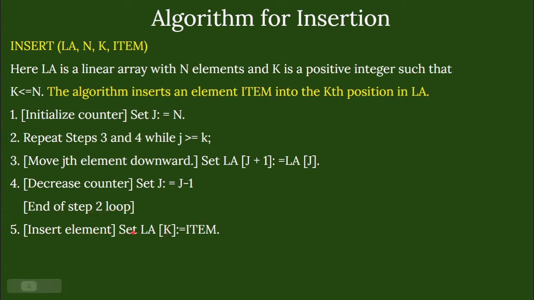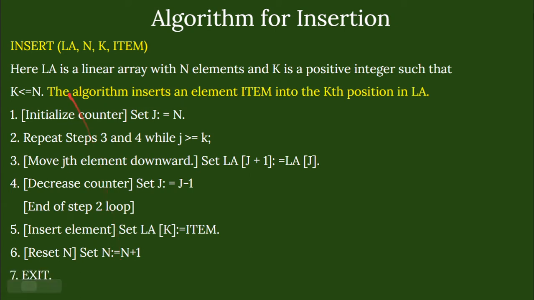Now you can insert the value: set LA of k equal to item. You have made space for this item, and we push the item into the space that was created, which is the kth position. For example, if you want to insert the element in the third position, k is equal to 3. Then set n equal to n plus 1, which means we have inserted one more element and the size increases. If we have 5 elements in the array and add one more, it becomes 6. So n equals n plus 1.